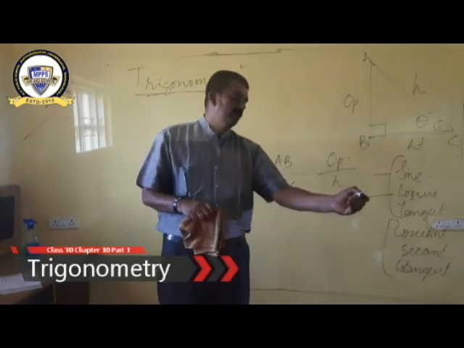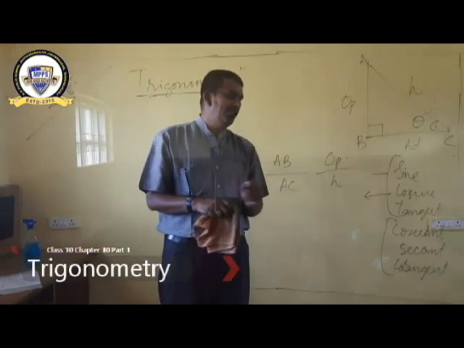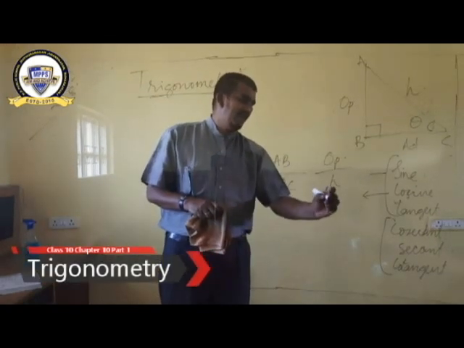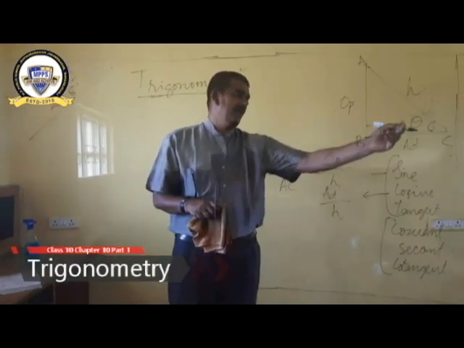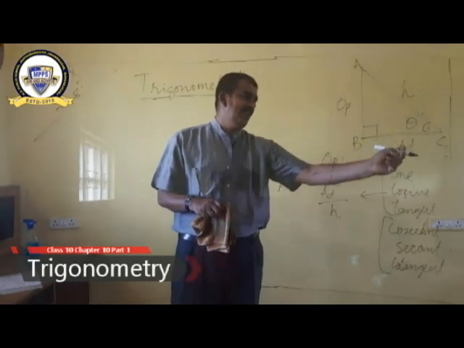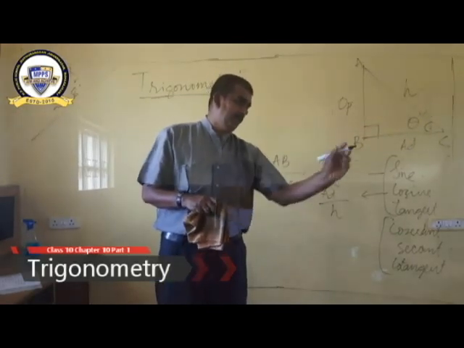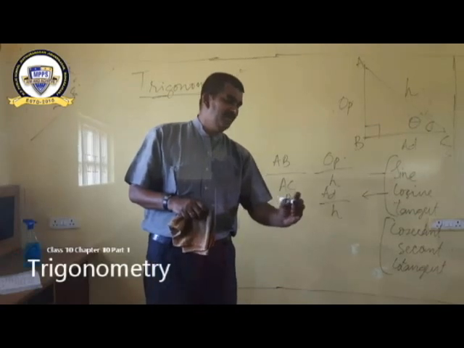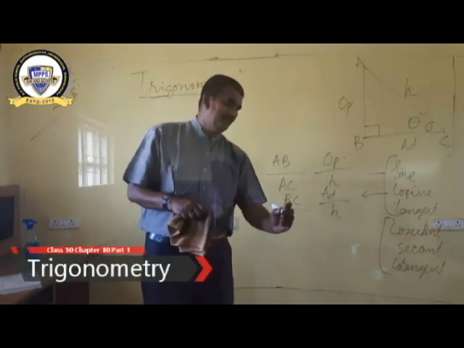Similarly, cosine, its definition is this one: adjacent side divided by hypotenuse. Here, for angle theta, the adjacent side is BC, so it is BC divided by AC.